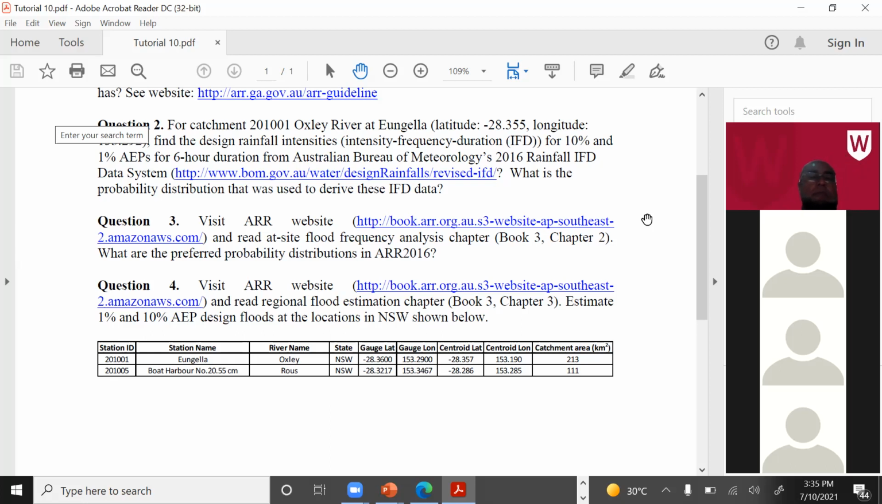It's like really high discharges for these two stations from the RFFE model. Okay, so what is the discharge for your Oxley Creek? For 10% AEP, it's 2,420 cubic meters per second. And for 1% AEP, it's 6,980 cubic meters per second. Okay. Because this catchment area is quite big, 213 square kilometers. It's not a very small catchment.